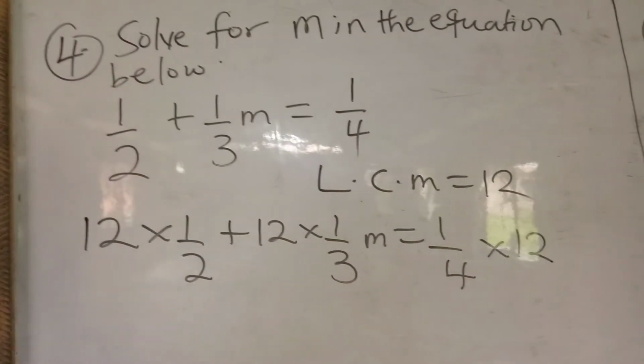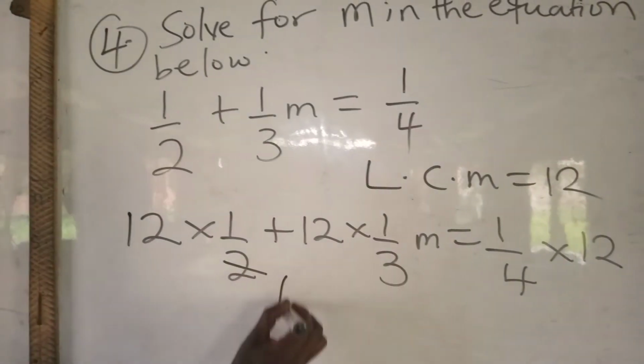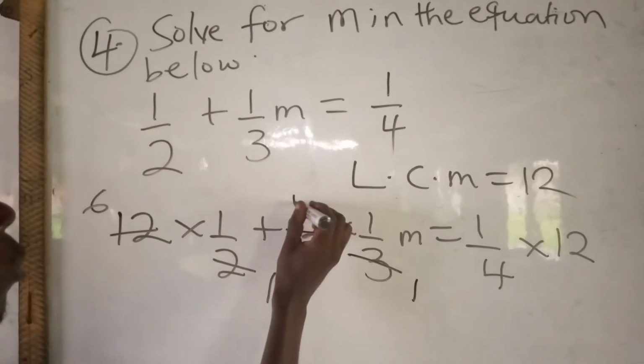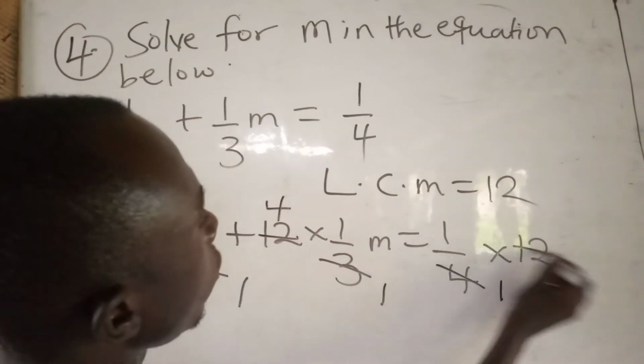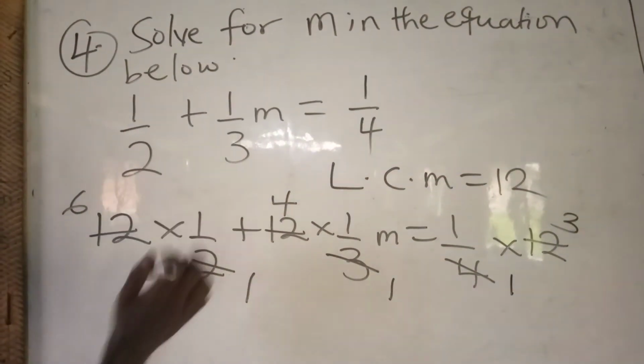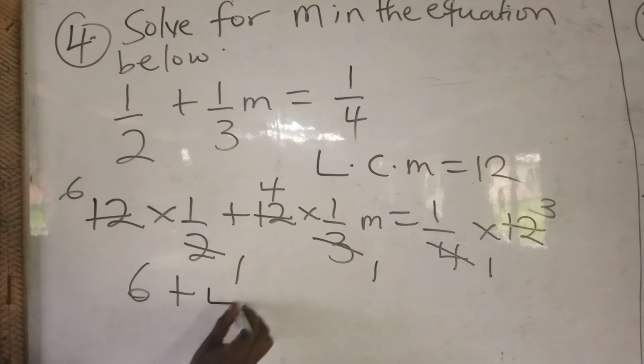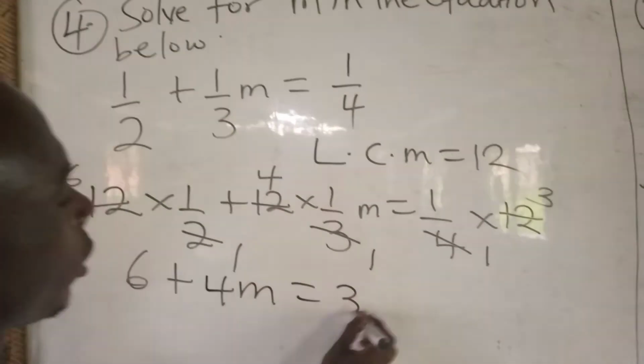You cancel them out to eliminate the fraction. 2 goes here 1, 2 goes here 6, 3 goes here 1, 3 goes here 4, 4 goes here 1, 4 goes here 3. We have 6 plus 4 times m. We have 4m is equal to 3.